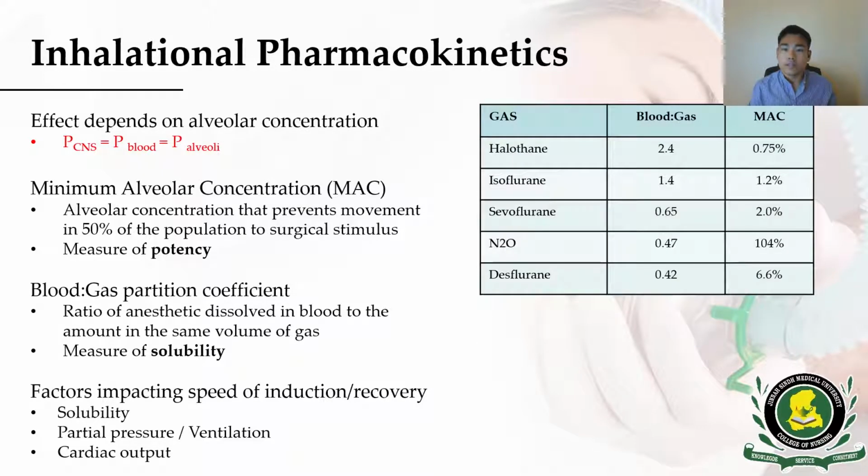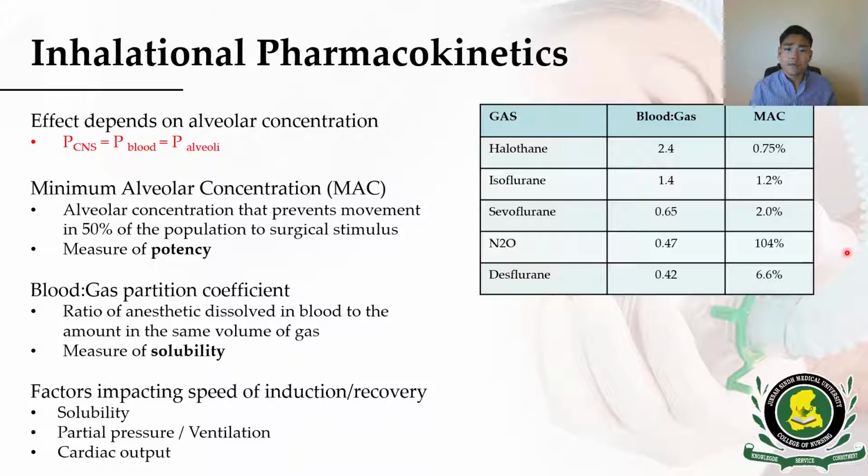This is a table outlining some of the values for MAC and blood gas coefficient. MAC is the alveolar concentration that prevents movement in 50% of the population to surgical stimulus, and it's referred to as 1 MAC. The greater the MAC, or the greater the concentration needed, the less potent that gas is. You can see nitrous has a very low potency versus isoflurane, which is much more potent. In fact, nitrous has such little potency that if 100% nitrous is required to cause 1 MAC, which is prevention of movement in 50% of the population, it's impossible to use nitrous as the sole anesthetic agent because this would require 0% oxygen.